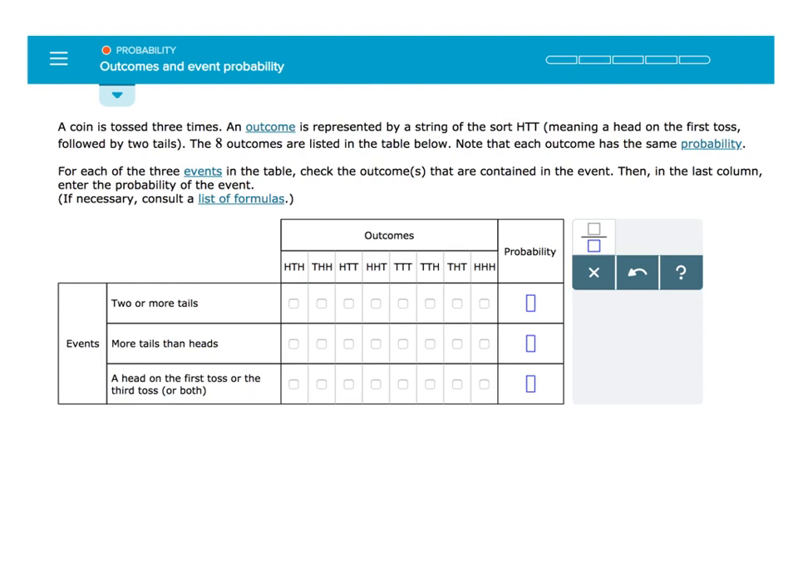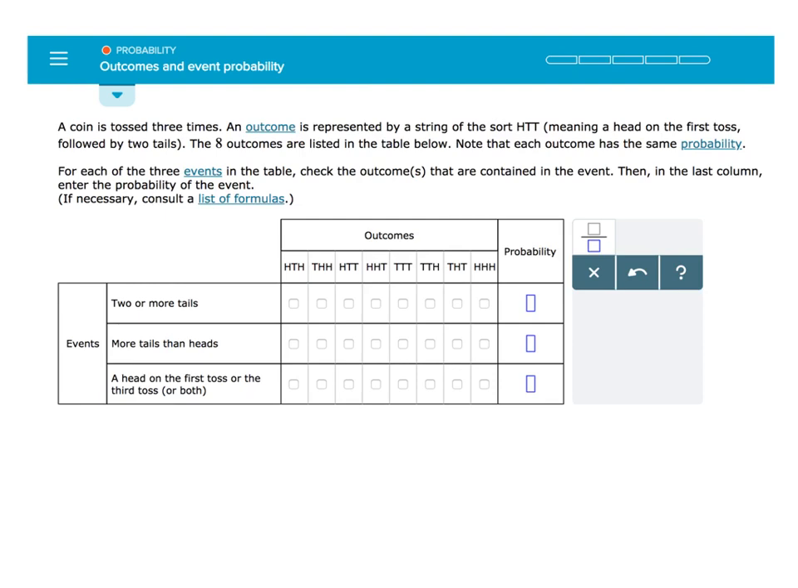An outcome is represented by a string of the sort HTT, meaning the head on the first toss followed by 2 tails. The 8 outcomes are listed in the table below. Know that each outcome has the same probability. For each of the 3 events in a table, check the outcomes that are contained in the event, and then in the last column, enter the probability of the event.